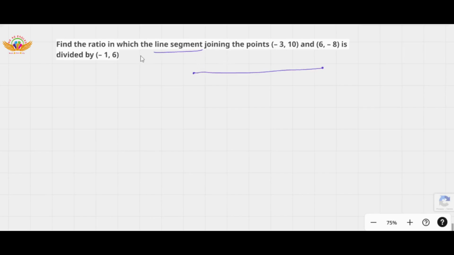Done. So they're asking us to find the ratio m and n, and they have given the points joining the points A and B. So these are the points A and B. A is this and B is this, and they are telling us this point divides it. So they have already given the point which is dividing it in the ratio m is to n, and we have to do it directly.